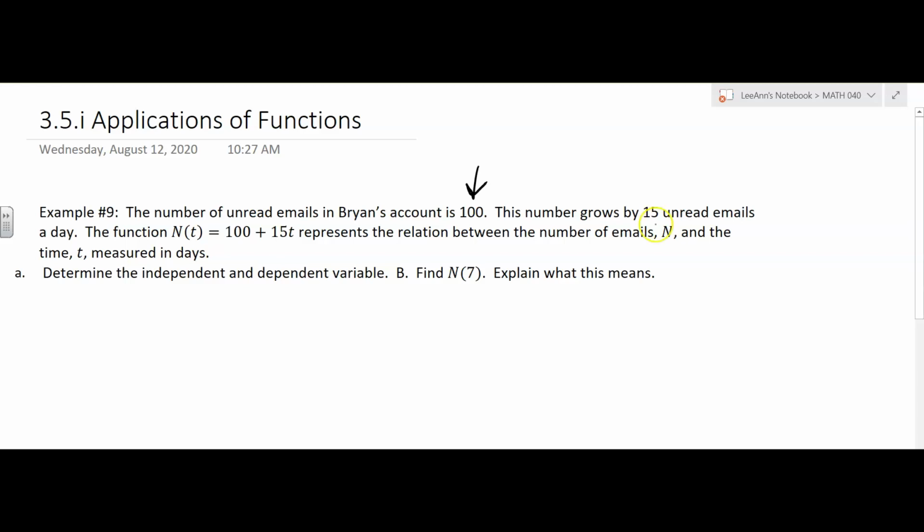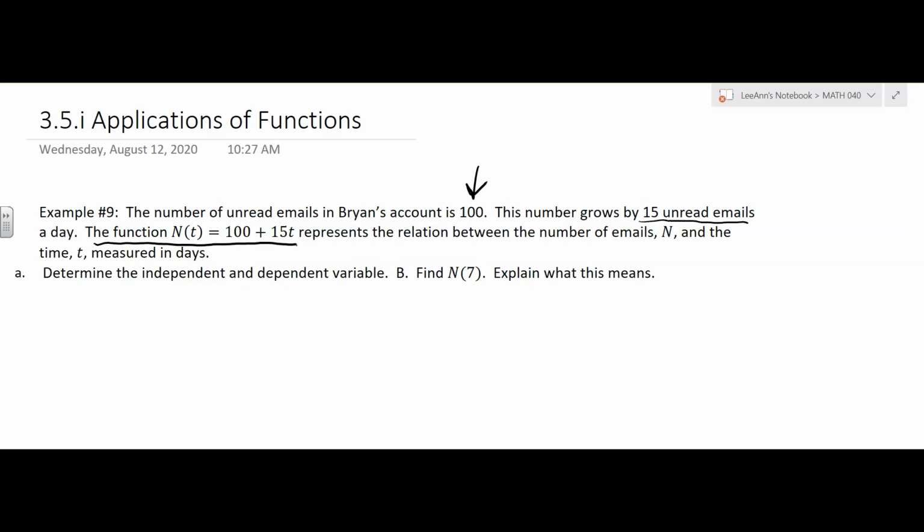This number grows by 15 unread emails a day. Okay, so as time passes, he's not getting anywhere, he's just getting more emails. Okay, sounds like my life. Okay, so there's a function now given to us, and that represents the relationship between the number of emails, n, and the time, t, measured in days.